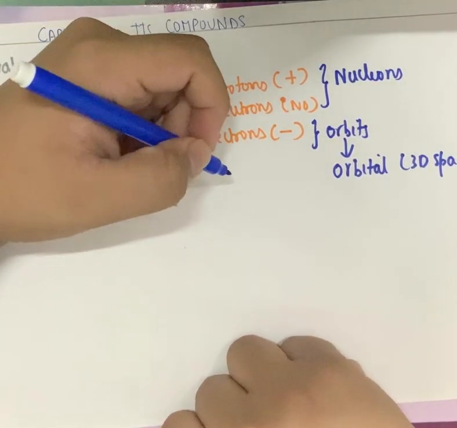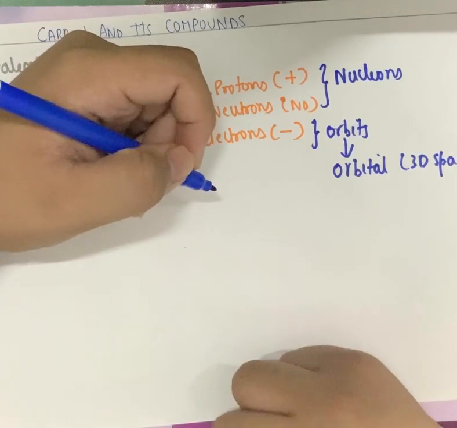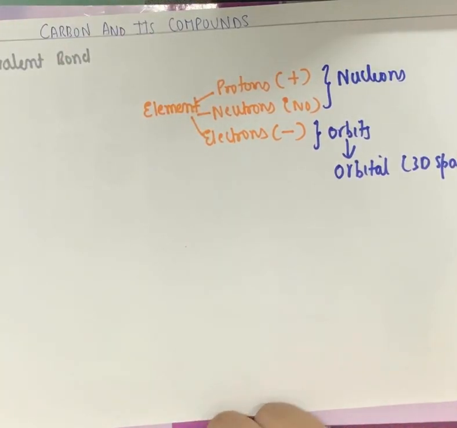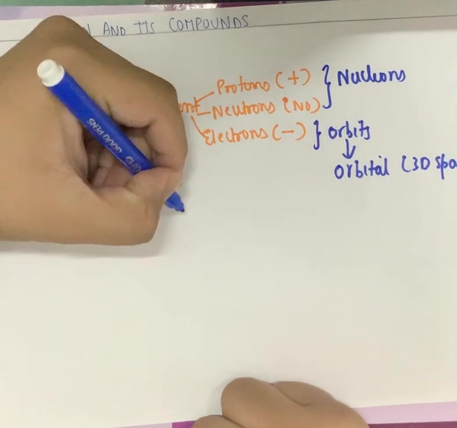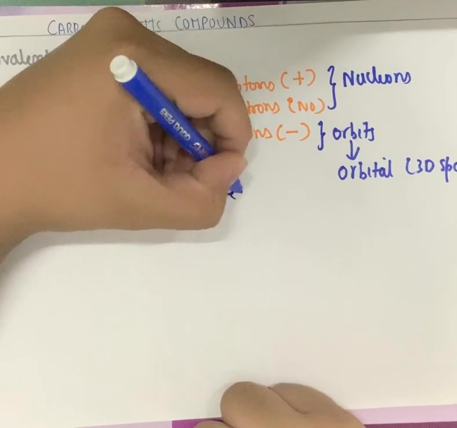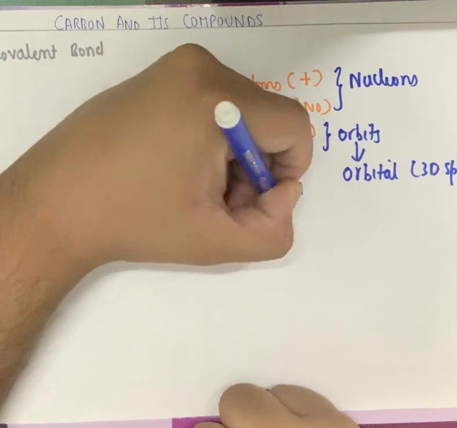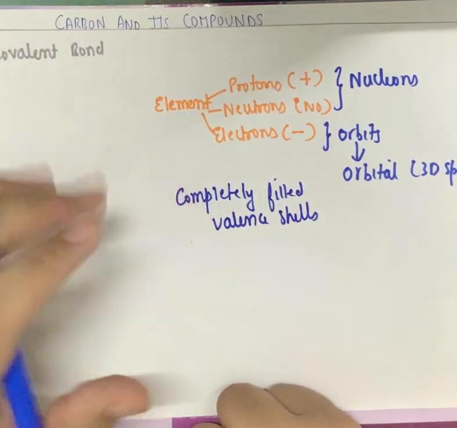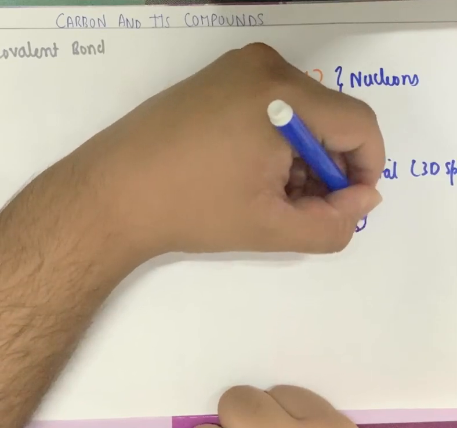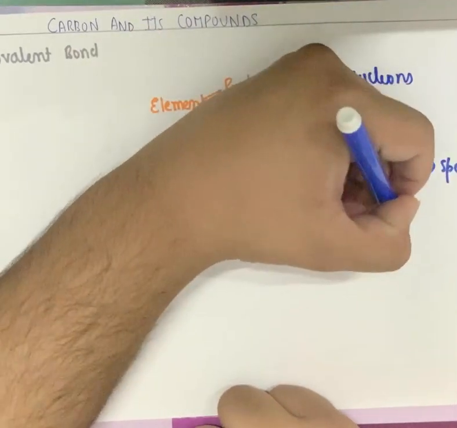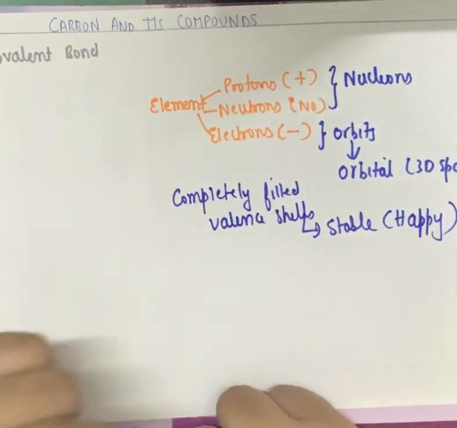Now when we have an element, it will have electronic configuration according to the Bohr model of the atom. The first shell has a maximum electron holding capacity of 2 electrons. The next shells onwards have a maximum electron holding capacity of 8 electrons. All the elements would want completely filled valence shells, so that they become stable, because everyone wants to become stable and happy.